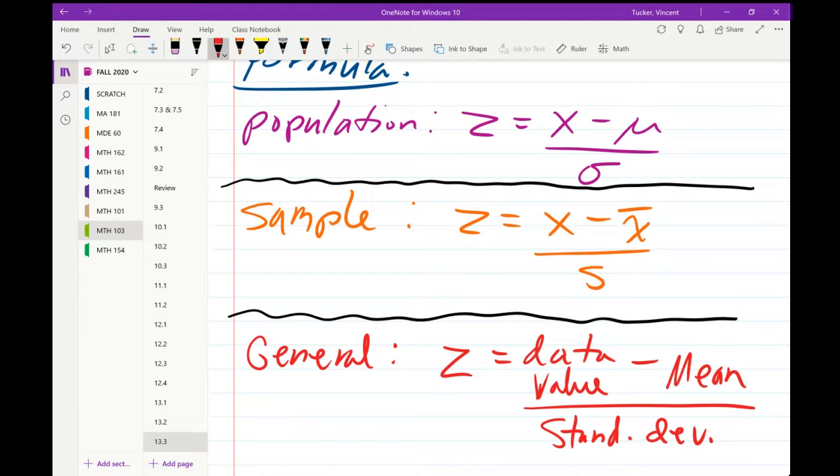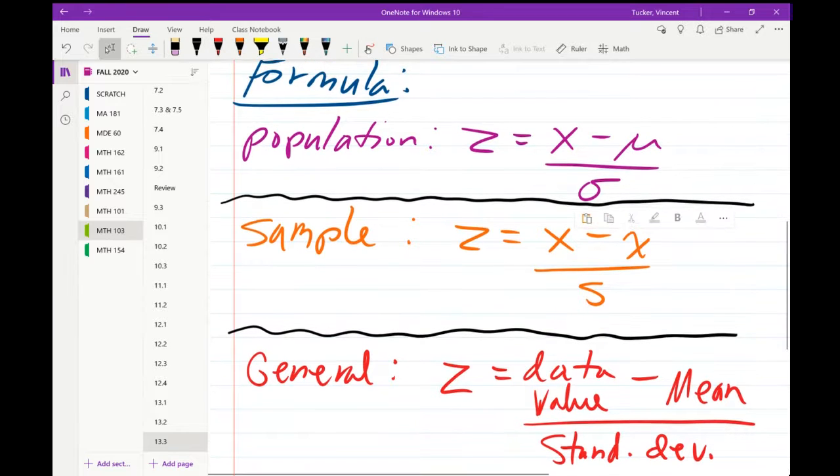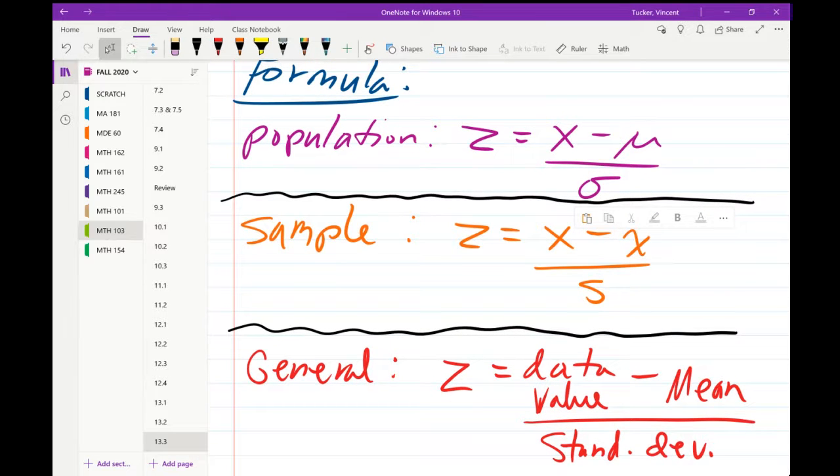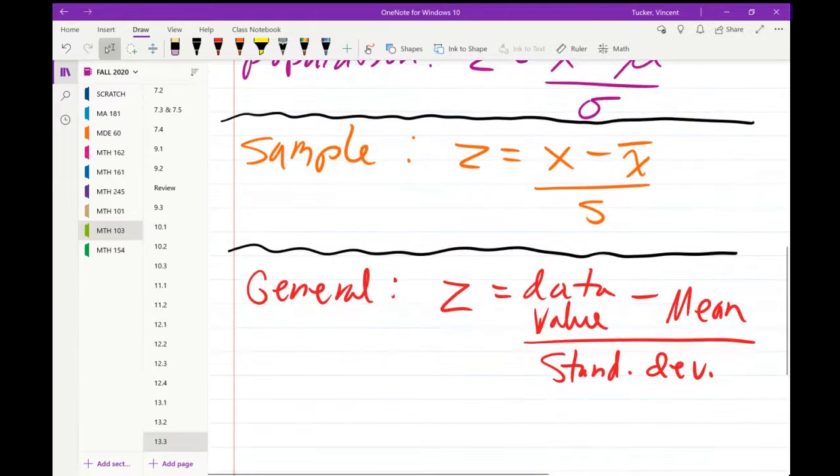All right, so when it comes to your formula, remember we talked about last class, I think it was last class, if not, it was a class before last, that your notation is going to matter, and you will have different symbols depending on whether you have the population or the sample. So for the population symbolism, you have your data value, x, minus the population mean over the standard deviation. Same thing with the sample: your data value minus your mean over standard deviation. And so generally this is the formula that we're talking about here.